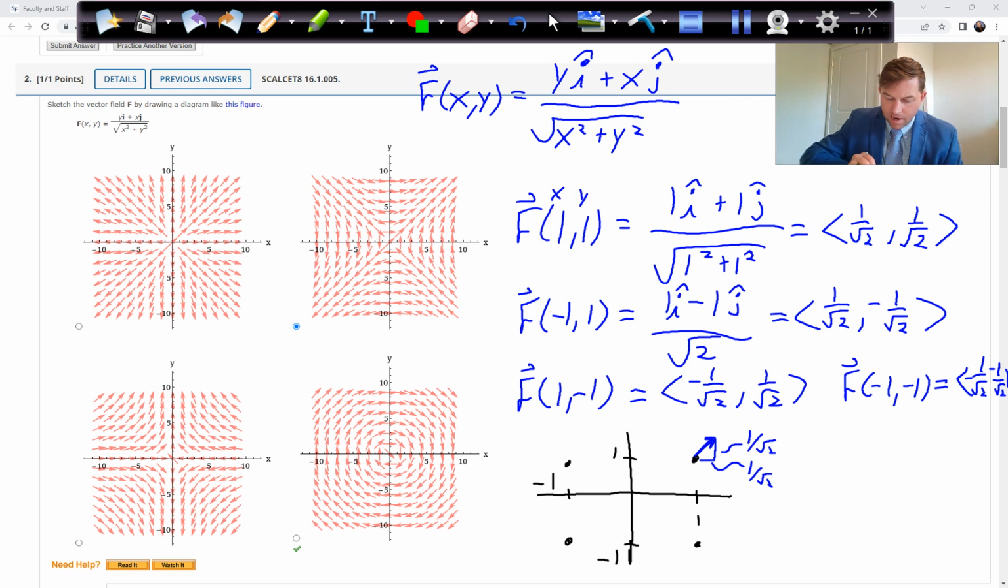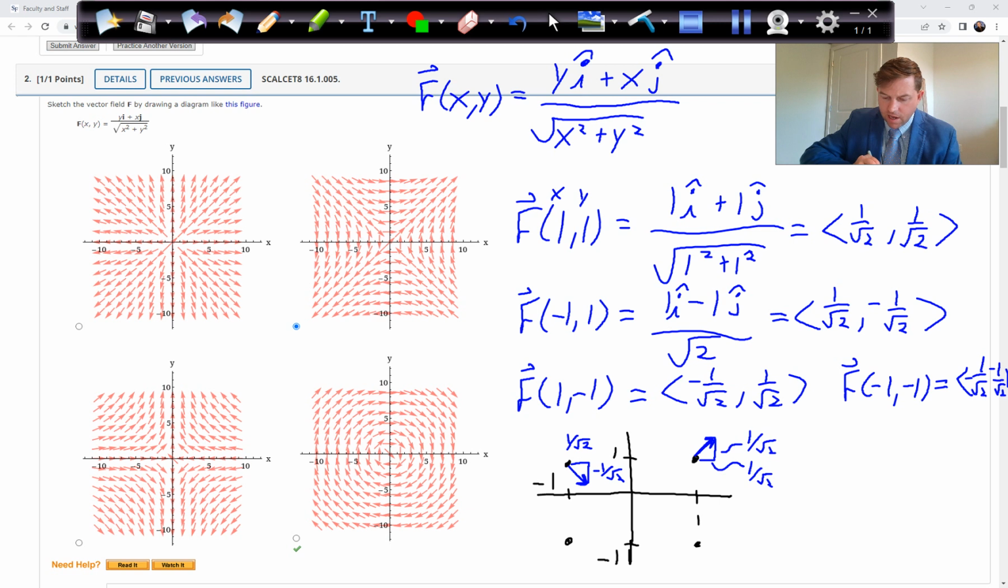Okay, now at -1, 1, which would be the second quadrant, it's going to go 1 to the right, but it's going to go down. So it's going to go 1 over root 2 minus 1 over root 2, so it looks like this. So this is 1 over root 2 here, and this is -1 over root 2.